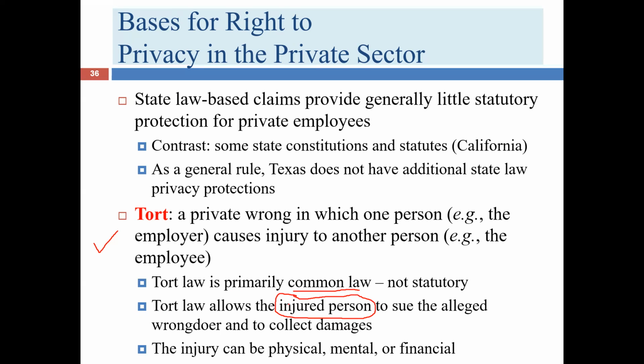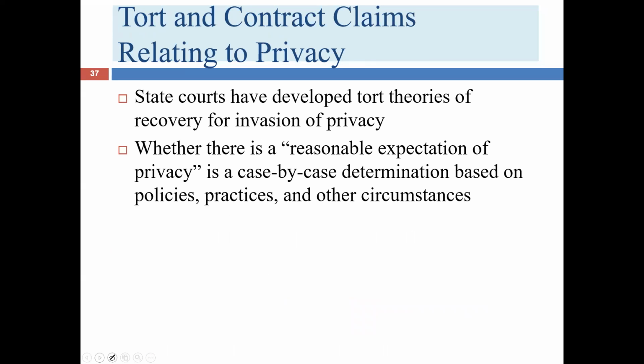And of course, the injury can be physical. In a car accident, I break my arm. It can be mental. Someone tells lies about me and hurts my feelings. Or it can be financial. Somebody steals my business secrets and makes money that I would have otherwise made if the secret hadn't been stolen. So there are lots of different types of injuries that can happen because of a tort.